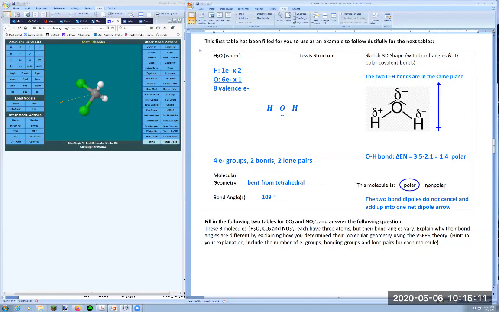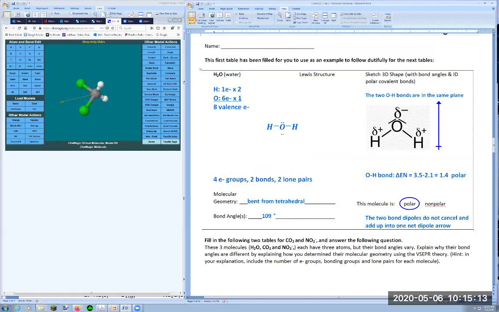And so you want to fill them by hand because the models, the 3D models and the Lewis structures, it's too complicated to do on the computer. So you want to do that by hand. So hopefully everybody will have this printed somehow and not have to redraw the tables.